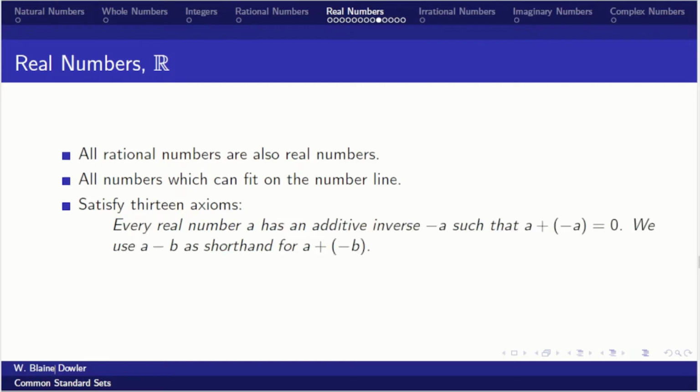Now, every number a has an additive inverse, such that a plus negative a equals 0. This is axiom 9. And we will use a minus b as shorthand for a plus a negative b. So the operation of subtraction is not often formally discussed because it's really just adding the negative.